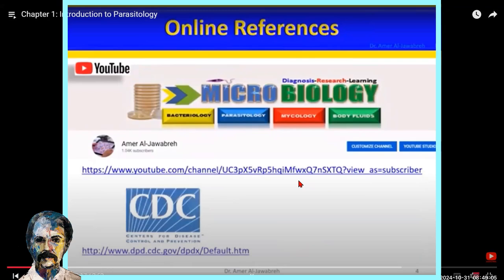Also, the CDC is a very important reference. Why? Mainly for life cycles. All the life cycles we will come across will be based on those from the CDC. The only thing we did is that we took these CDC life cycles, which are images only, and we cut them into pieces and made them into animations for you as students to understand.